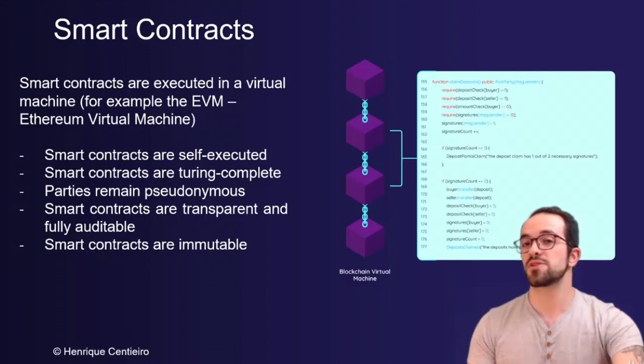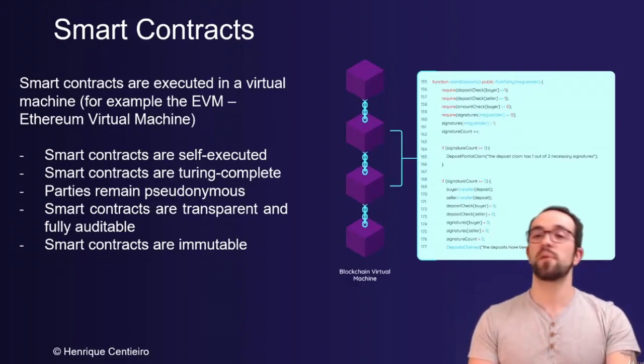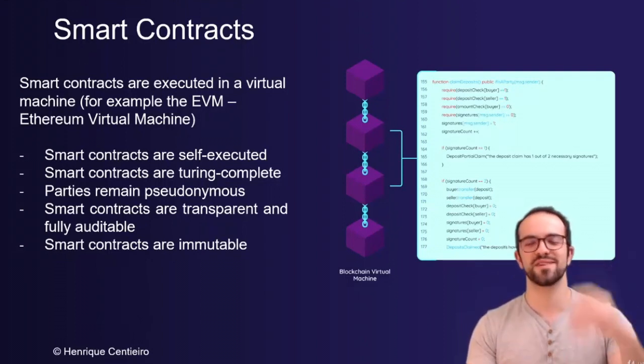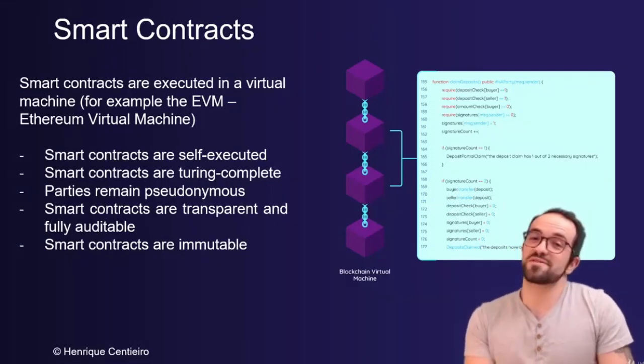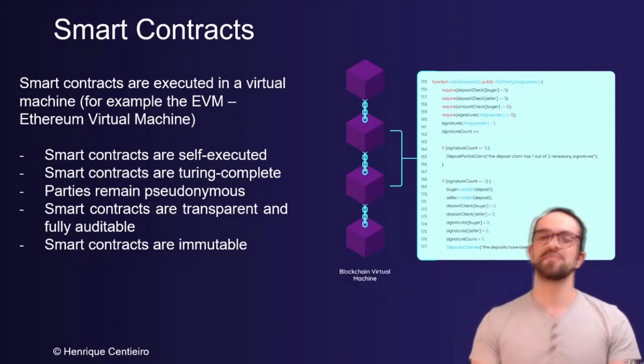Okay, now some important characteristics of smart contracts: they are self-executed. They are Turing complete, meaning that they can execute complex functions. Parties can remain pseudonymous or pseudo-anonymous. I never know how to say this word. Smart contracts are transparent and fully auditable, and smart contracts are immutable.